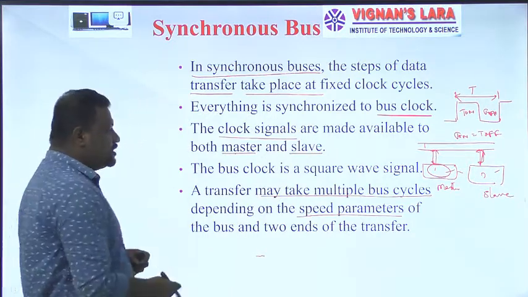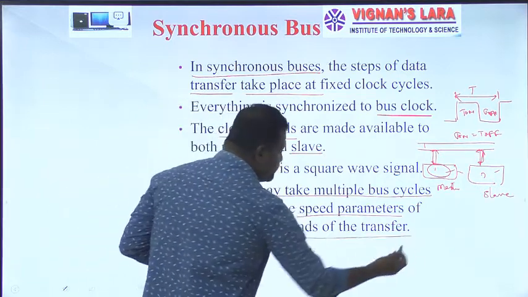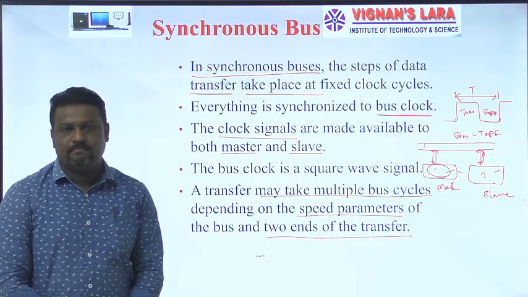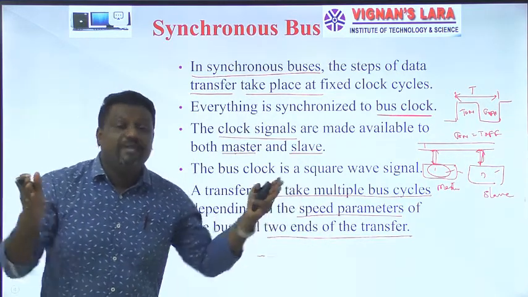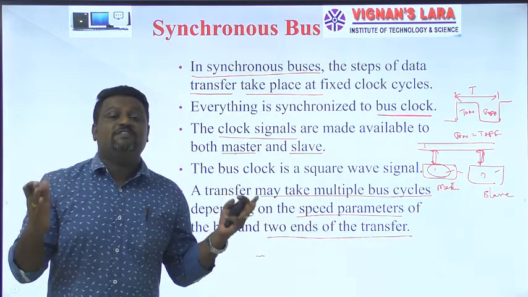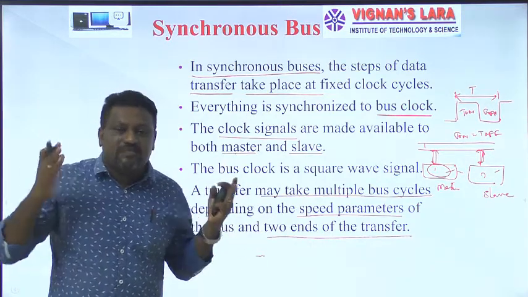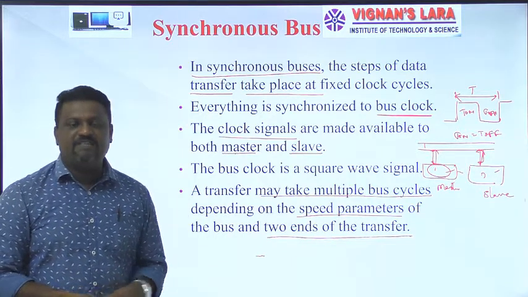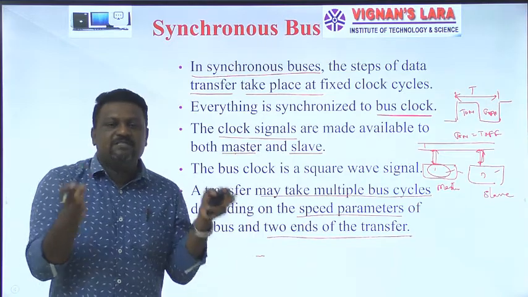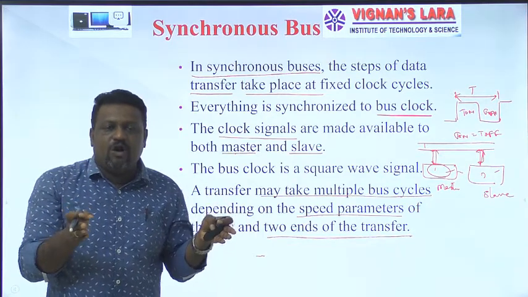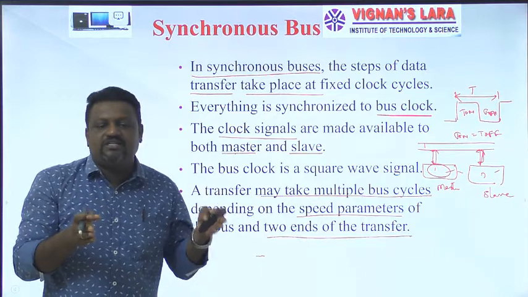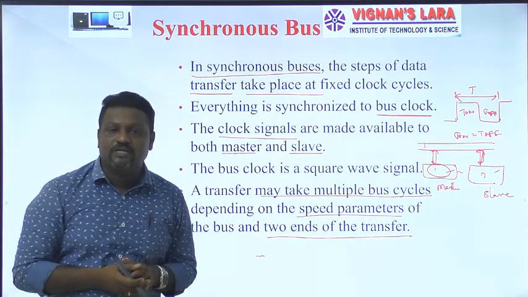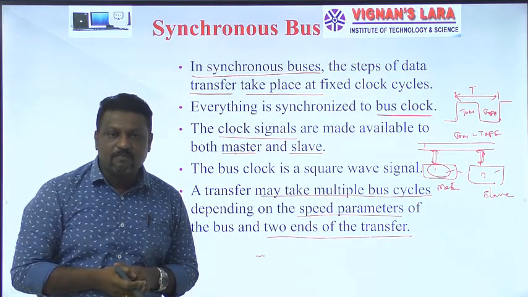It also depends on the two ends of the transfer. That means the distance between these two devices. If the distance between two devices is very far, no doubt the data transfer takes much more time. It means that data transfer takes multiple cycles. If the distance between the two ends, that means between a master and a slave, or between an initiator and a destination, is very small, it takes fewer clock cycles for data transferring.